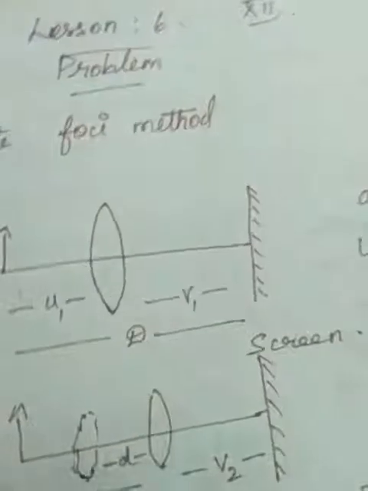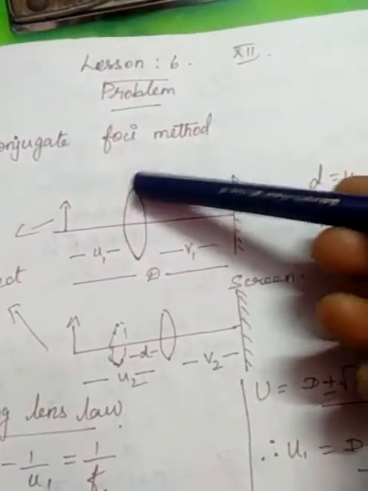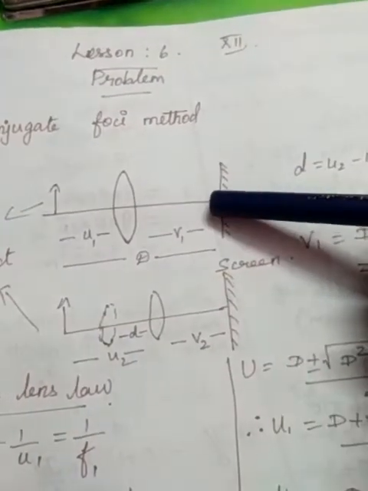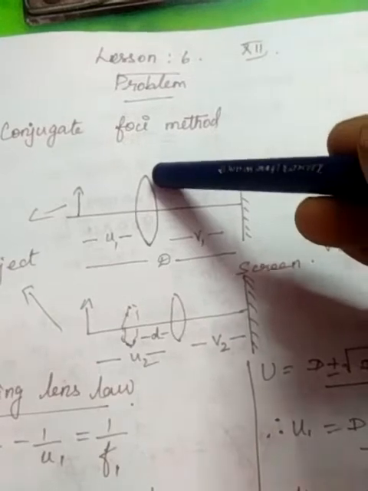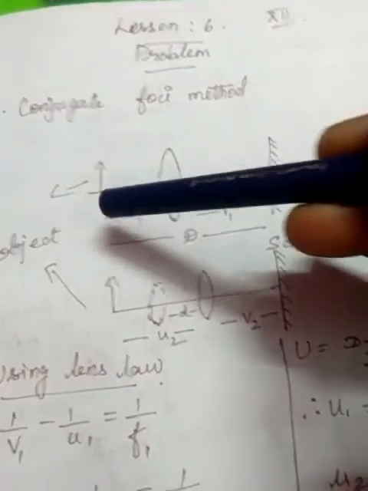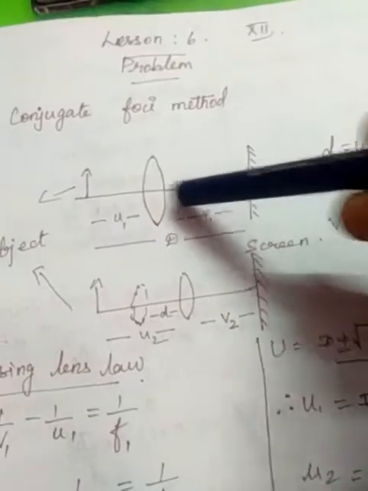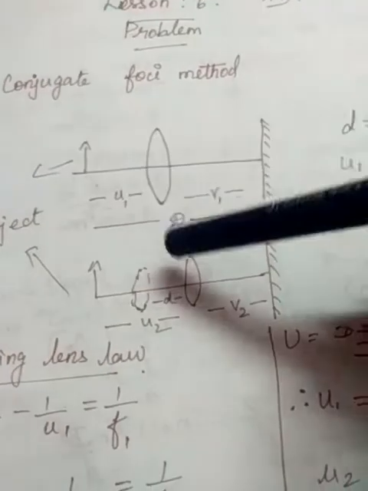The conjugate foci method, I draw the diagram. You see that one. This is the object, this is the lens, this is the screen. So this is the central line, parallel line. I kept the lens in between the object and the screen. Object to lens, that distance we are taking as u1. Lens to the screen we are taking the distance v1. The object to screen distance is capital D.